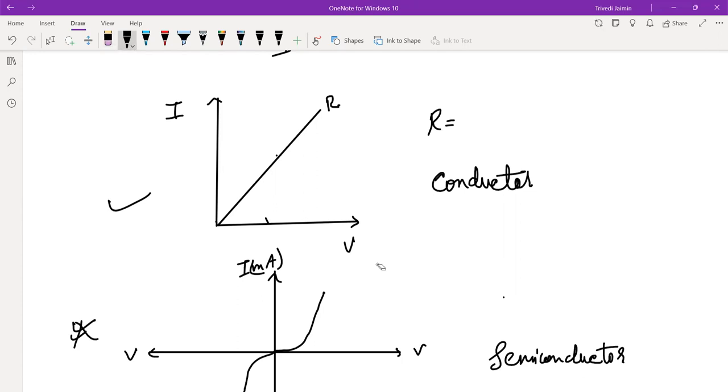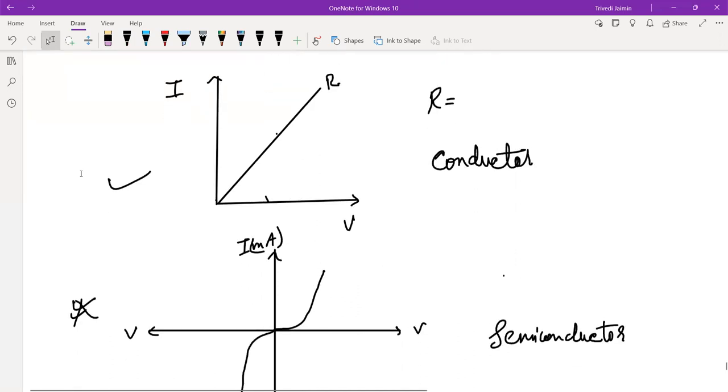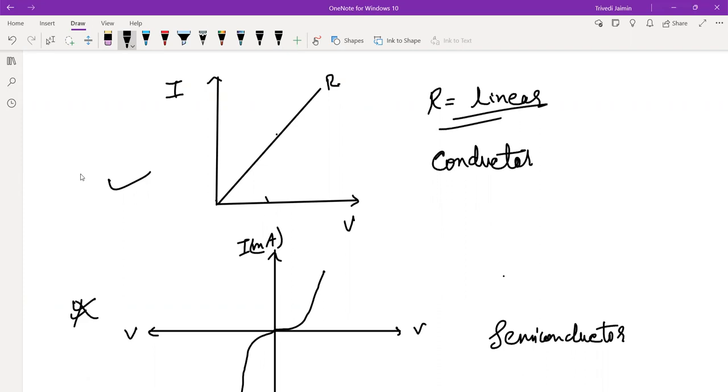So that is for the ohmic conductor. This graph is for a conductor. See how it is varying here. I'm showing you both so that we can compare. This graph is linear. If it is linear, it is called an ohmic graph, which means it follows Ohm's law. How can we say this is following Ohm's law? When we get a linear graph.